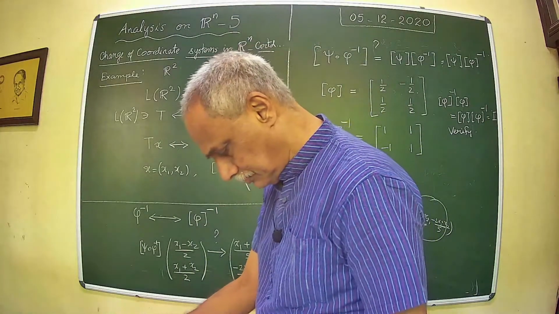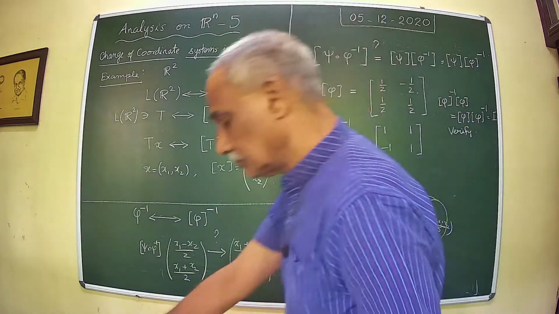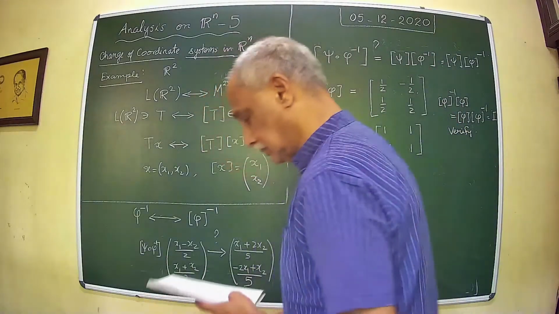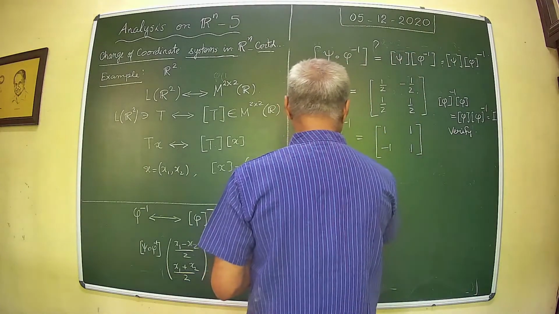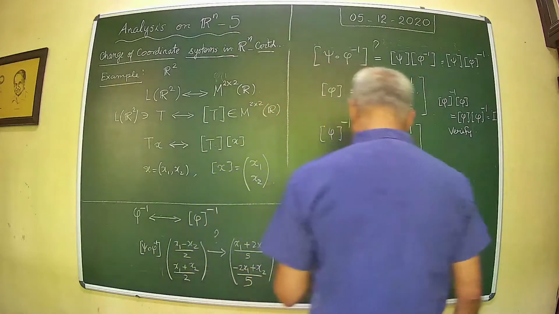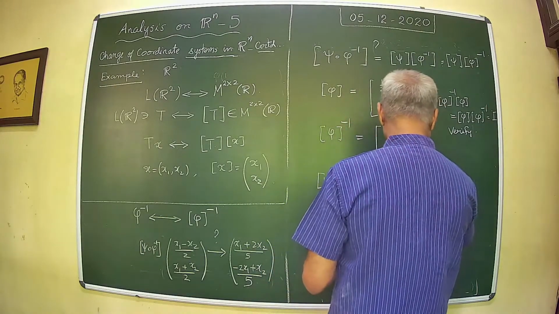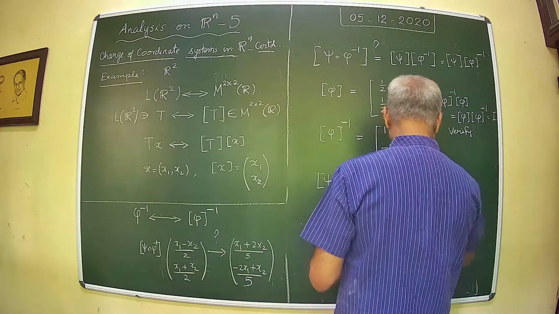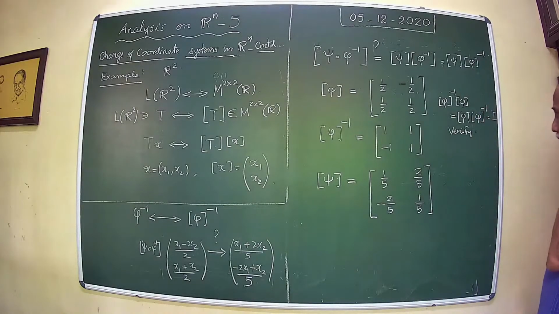Similarly, you observe that the matrix of this is equal to matrix of psi is equal to, what? 1 by 5, 2 by 5, minus 2 by 5, 1 by 5. Okay, this is the matrix of psi.